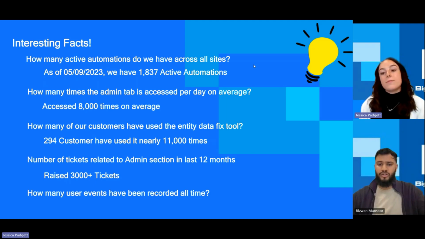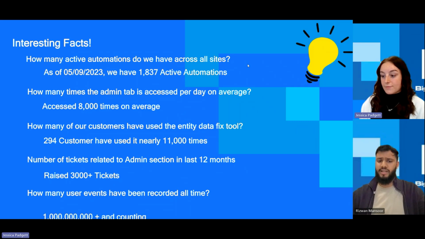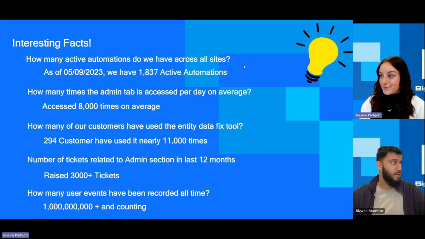Lastly, we have the user events that have been recorded all time. As you can imagine, user events store valuable information ranging from logging into the system, deleting financial documents, jobs, and so on. And as a result, that's recorded over 1 billion events. And of course, we expect that number to increment day by day.